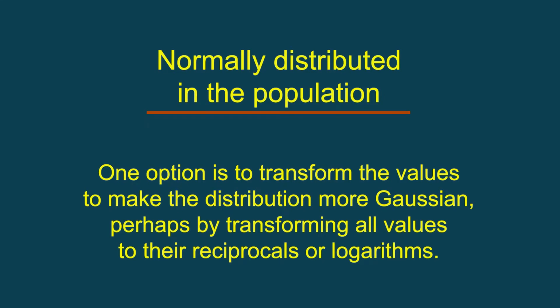One option is to transform the values to make the distribution more normal, more Gaussian. This transformation may be done by taking the reciprocal of all the observations or taking the logarithm of all the observations. In many situations, it is seen that if the original observations do not follow a normal distribution, then their reciprocals or logarithms follow a normal distribution. So these transformations may be used.